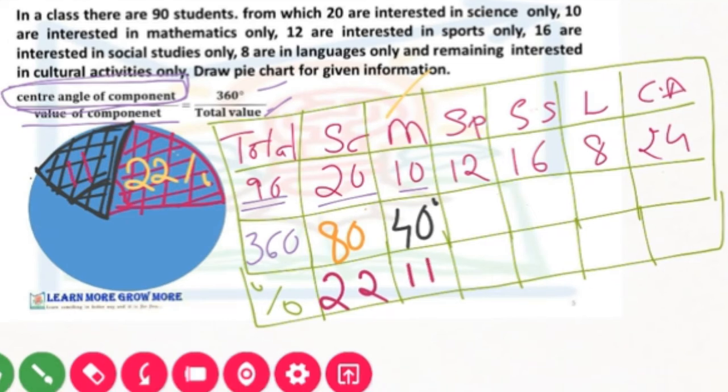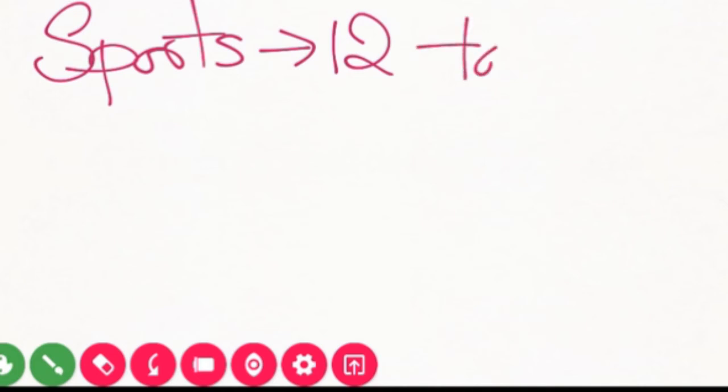In the same way, we are going to find the angles corresponding to the students who are interested in sports, social science, languages and cultural activities, etc. Okay, the persons who are interested in sports activity: how many? 12 members are interested in sports. How many members are total? Total there were 90 members.